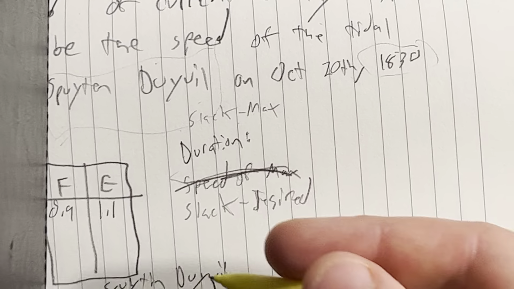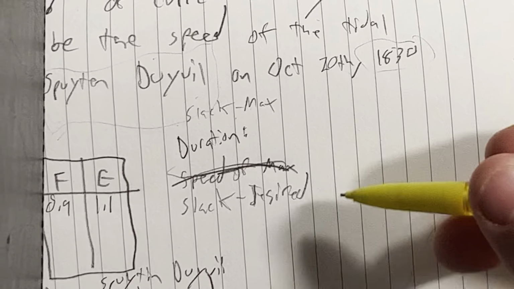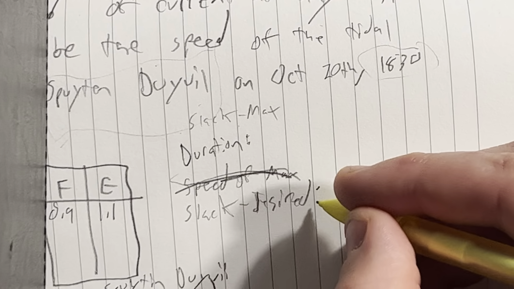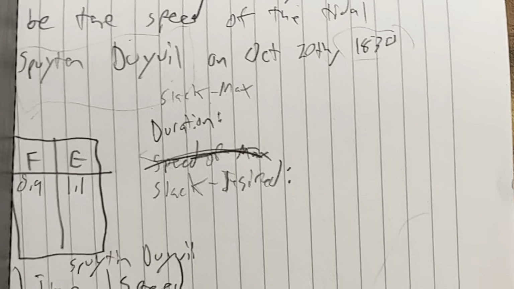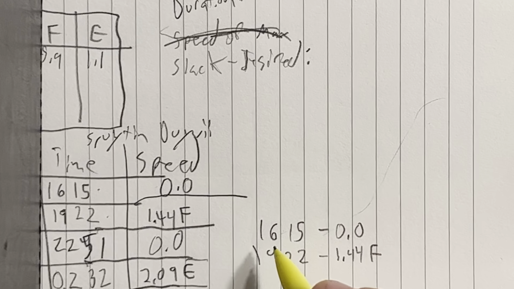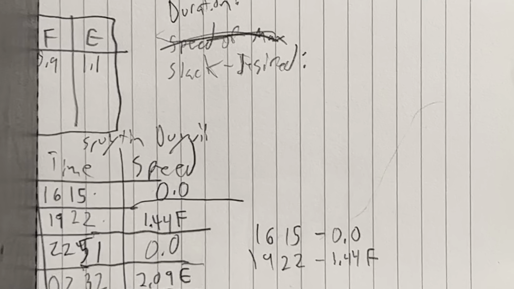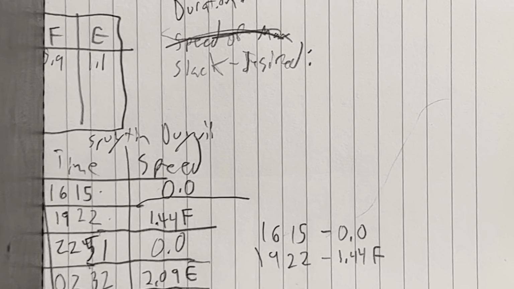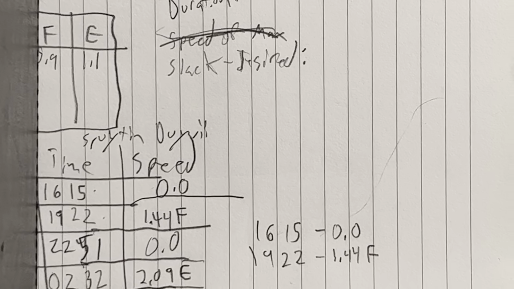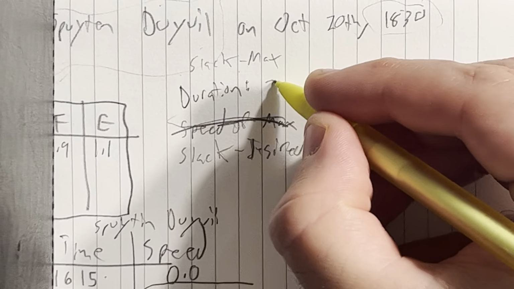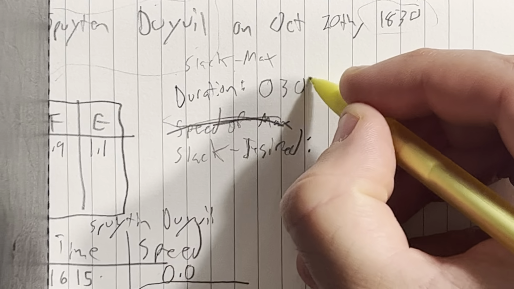And that can be forward in time or back in time. If the slack comes after the desired, that's just as valid. You just need to remember that so you can work backwards. So the interval between slack and desired, or slack and maximum, is 16:15 to 19:22. So that is 3 hours, 7 minutes. So right here, slack to max is 3 hours, 7 minutes.